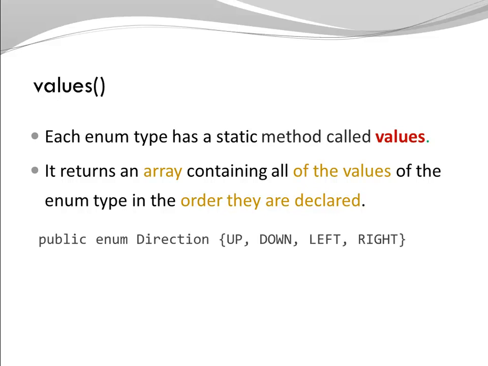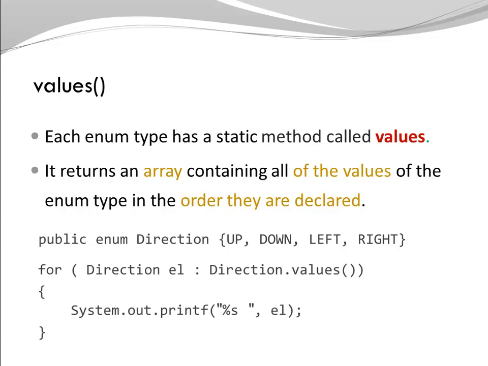Here, one last example. Let's say I have an enum, Direction: up, down, left, right, and I want to print all my different choices. I could have a for each loop. I say for each Direction element in my Direction.values(). So Direction.values() is this array that contains all my different choices, and then I'm just printing them out one at a time.